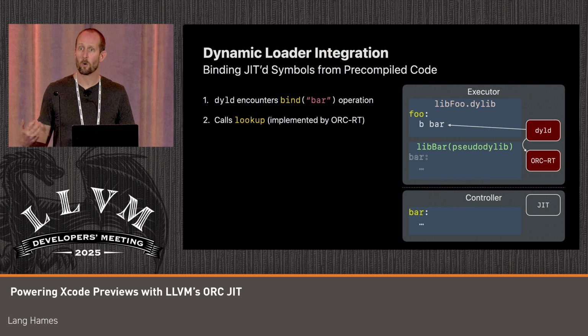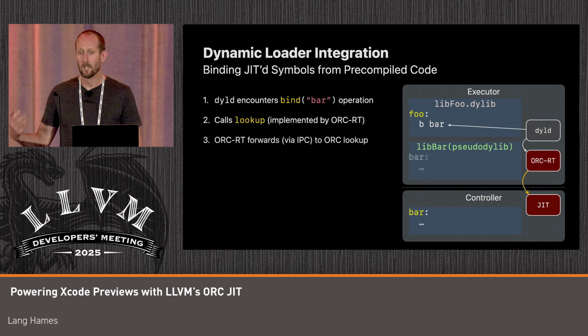It's going to call the lookup callback on the pseudo dylib, which will be implemented by the JIT runtime. The JIT runtime will call across to the Previews JIT and say, I need the address of this symbol. Symbol lookup, as it always does in the ORC JIT, is going to trigger materialization, so we're going to link that bar definition into our executing process. At which point the JIT knows its address and can return it to the ORC runtime, which can return it to the dynamic loader, which can bind up the address. And we can now complete the open of our precompiled code, and our precompiled code is bound against this JITted definition.